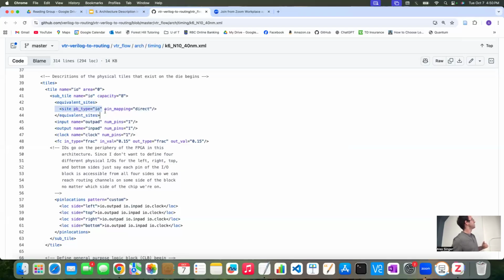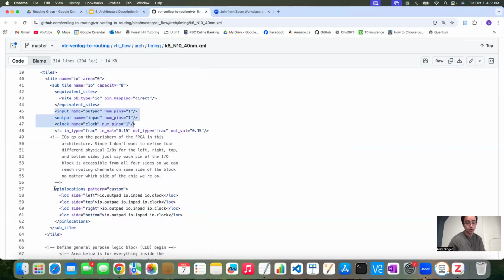And in this site, we have a PB type called IO. This is where I link the tile to the PB type that implements it. And we also need to describe the inputs, the outputs, and also the pin locations. This is again another place where we actually connect the PB type to the tile. And we do that by saying, hey, look, on the left side is our out pads and in pads. On the top side, we have out pads and in pads. We basically have our outputs and inputs on all sides.